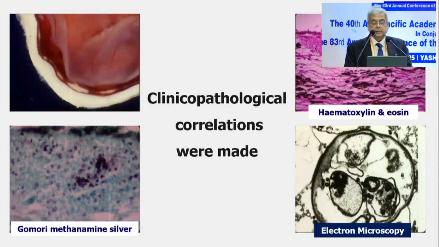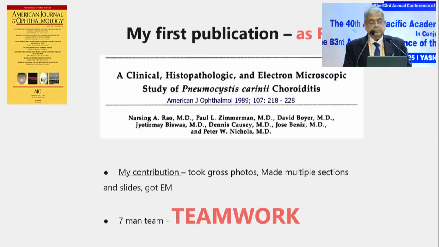This choroidal infiltrate showed acellular eosinophilic material, which on GMS showed Pneumocystis cysts. Electron microscopy showed typical characteristic Pneumocystis cysts with multiple daughter cysts with encapsulated material inside. So this was my first publication as a fellow.